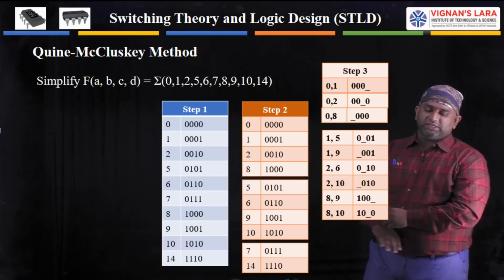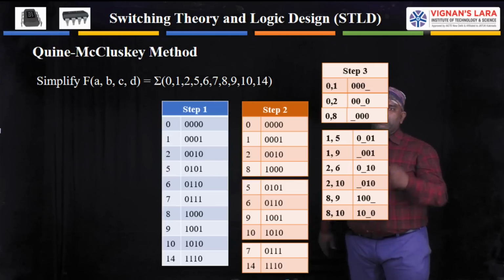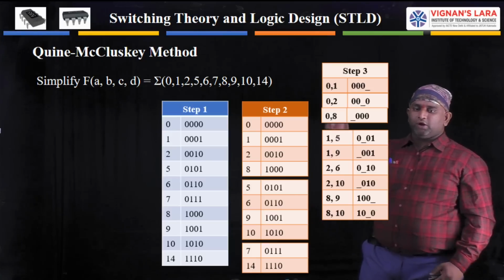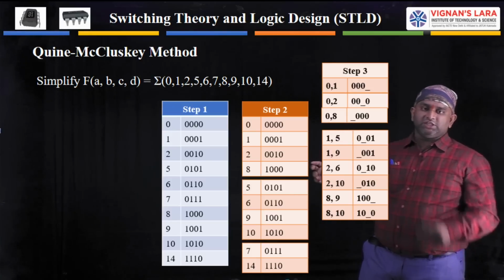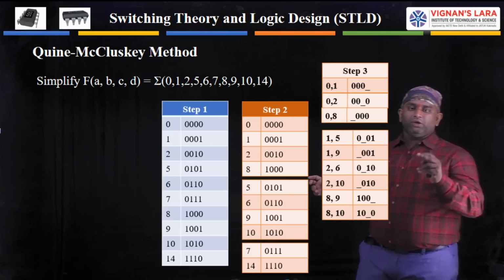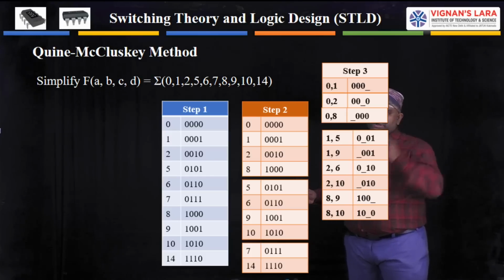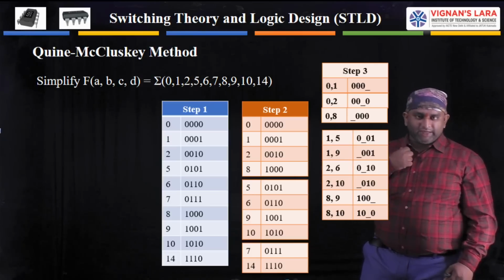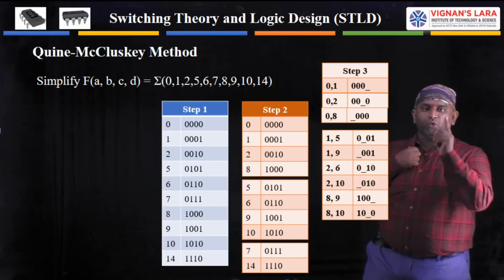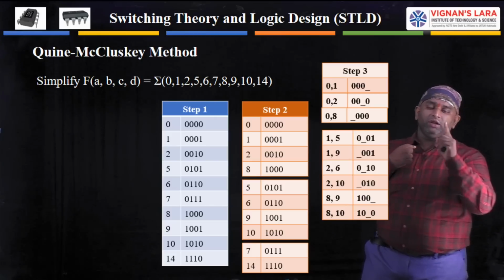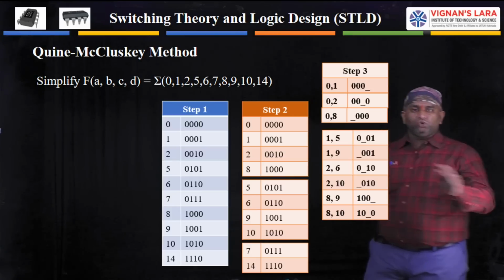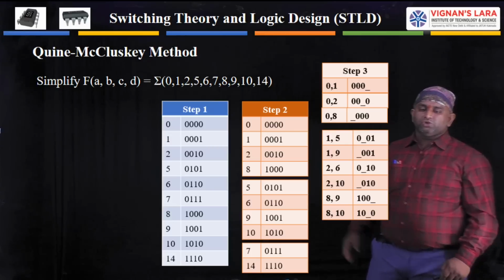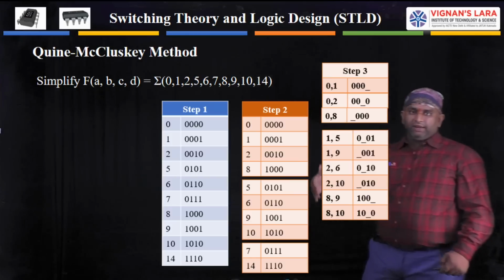Next 1, 6. Is it possible? It's not possible. From 1, 6 it is not possible. Why? Because 6 is 0, 1, 1, 0. So there is a change in 3 bits. Only the first bit is common. The remaining 3 bits are differentiating. My condition is you have to consider only one differentiation. If more than one bit differs, you don't consider that pair. That is very, very important. So like that 1, 5, 1, 9, 2, 6.